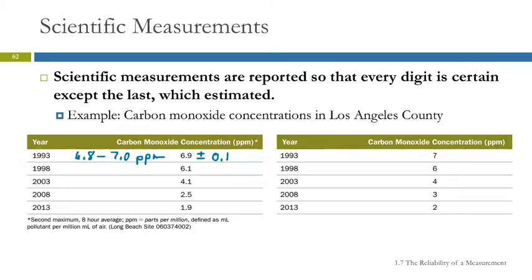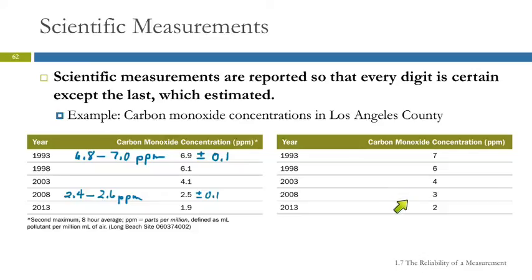What would the suggested range be for this 2.5? 2.4 to 2.6. Because we're assuming plus or minus 1 in the last digit. That's the uncertain digit.